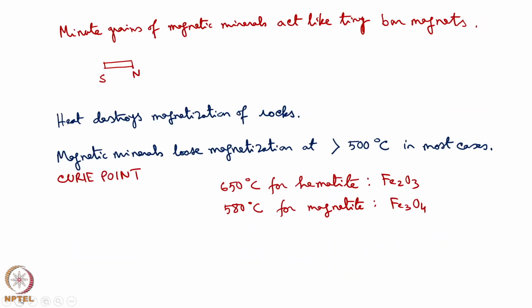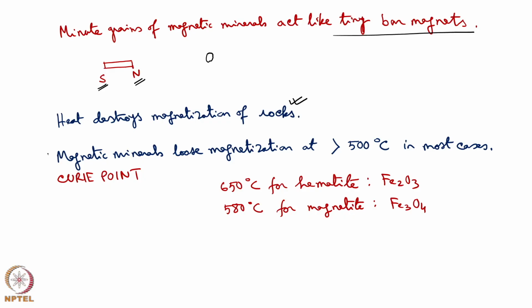Now, the minute grains of magnetic minerals act like tiny bar magnets. It can be a subcircular grain, but it can be conceptualized as a bar magnet with one side as the north and the other side as the south. Note that heat destroys the magnetization of the rock. If the rock is heated, a magnetic rock can become non-magnetic, or a magnetic mineral, if it is heated too much, can lose its magnetism.